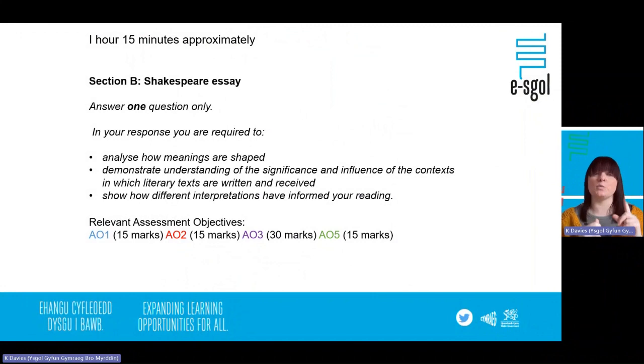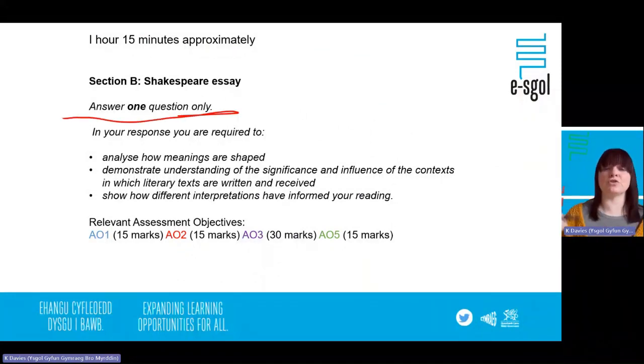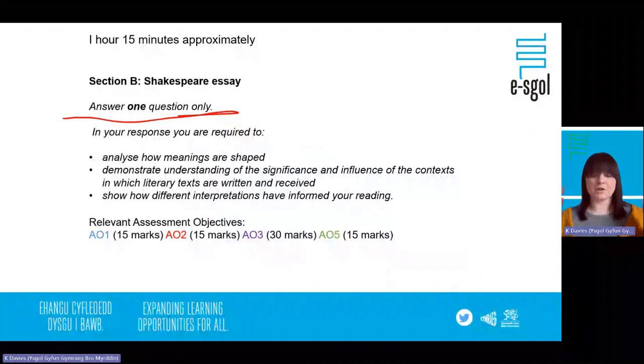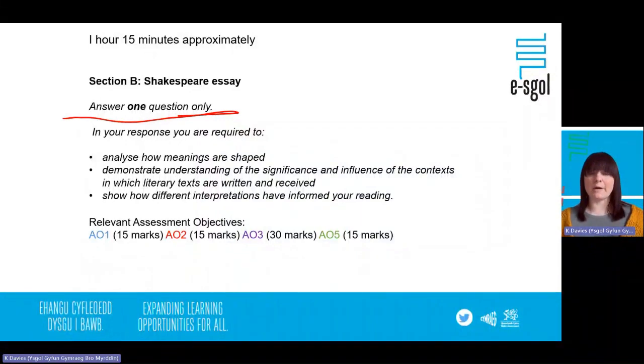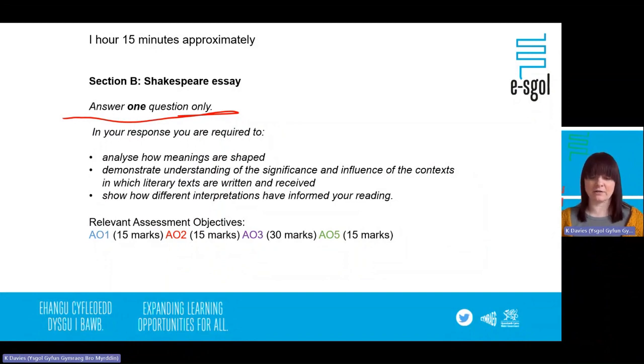So you're being advised to answer one question only. That's stipulated here because you do have a choice of two, okay? You've got an either or in this particular question, okay? So in your response, you're required to analyse how meanings are shaped. So there you've got your AO2. Demonstrate the understanding of significance and influence of the context. So there's your AO3, and then show how different interpretations have informed your reading.